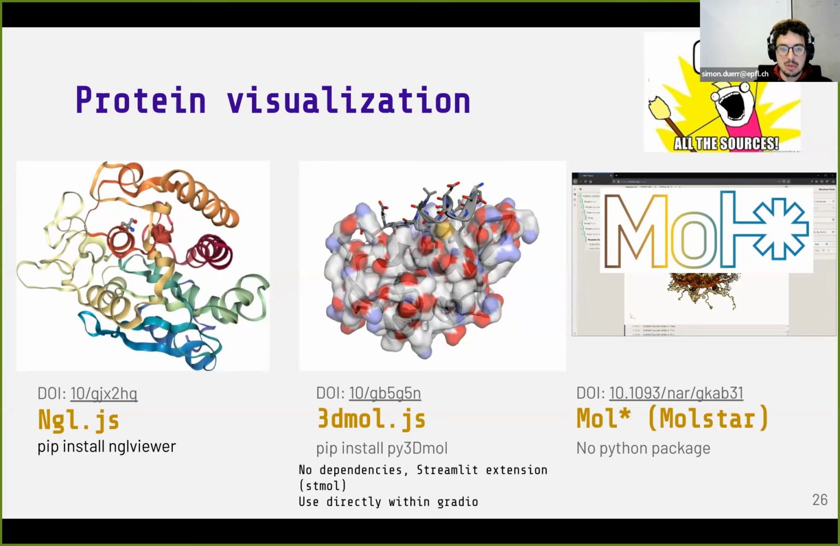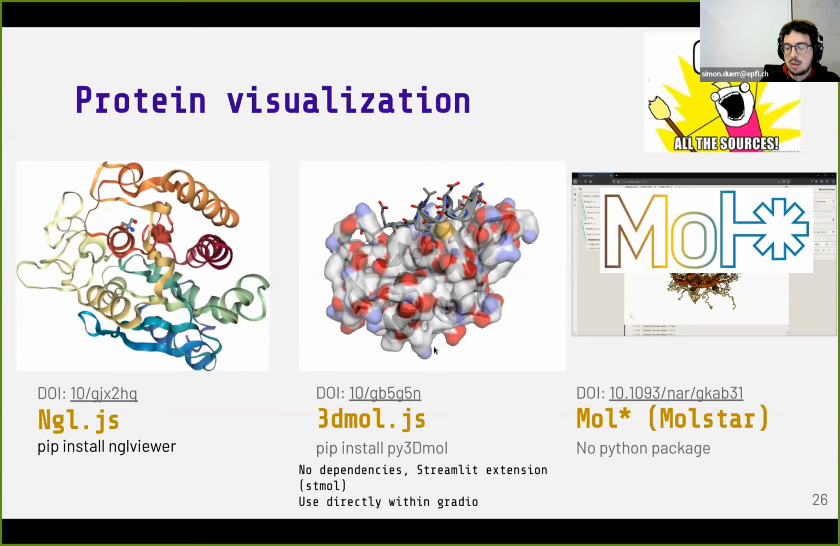There's a few different libraries that you can choose from. For example, there's the NGL.js library that also has a pip-installable package. There's 3Dmol.js, and then there's also the Mol* viewer, which is now the default viewer at the RCSB Protein Data Bank. Mol* is pretty powerful, but doesn't come with a Python package and is a bit more difficult to set up. So you probably don't want to use this for now.